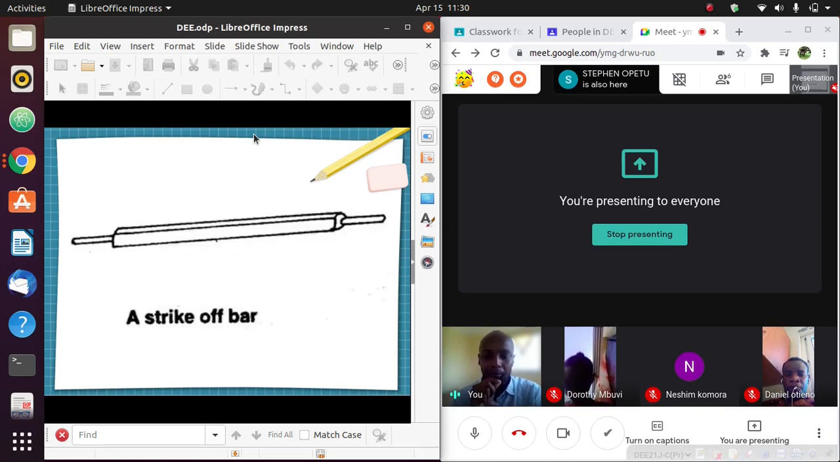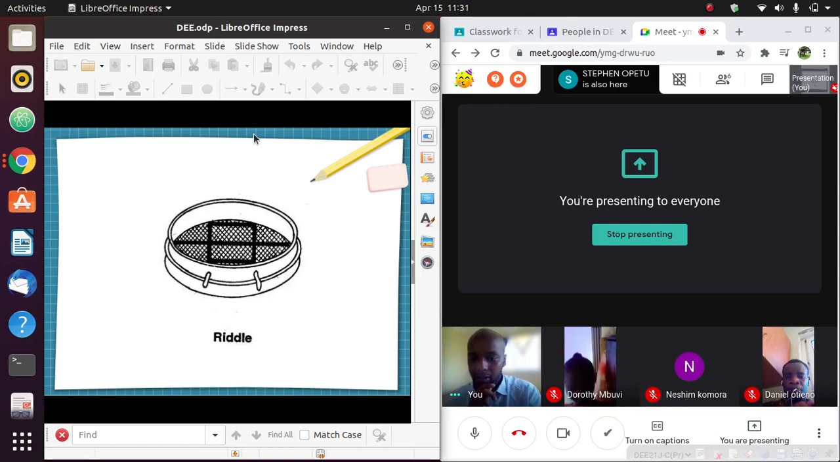A strike-off bar. Now, once you've filled your boxes with sand, I will pass a strike-off bar on top of my box so that it will remove any excess sand that I do not require. You use a strike-off bar to remove the excess sand in those boxes. The top box, which is the cope, and the bottom box, which is known as a drag. And a riddle is a sieve. You see that process of putting sand into those boxes.